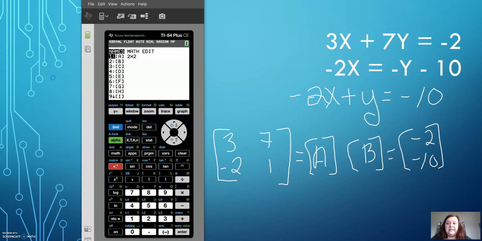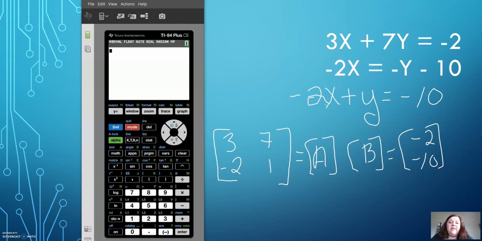So I'm going to press second, x to the negative first, go over to edit. I'm going to choose option 2 for B. And this is a 2 by 1. 2 rows, 1 column. So I'll have negative 2, negative 10. Okay. I'm going to do second quit to get out of that screen. So we've just accomplished step 1 at the bottom of your paper.